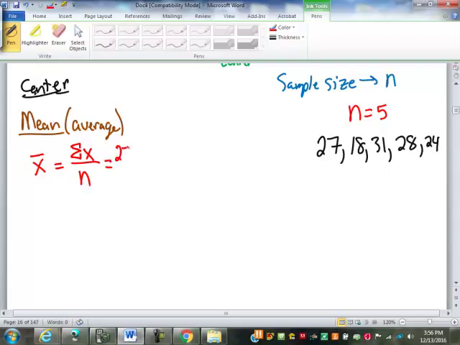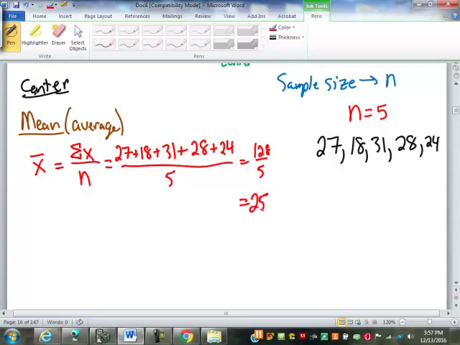So that means we're going to do 27 plus 18 is 45 plus 31 is 76 plus 28 is 104 plus 24 is 128 over 5. 128 divided by 5 is 25.6. There's our mean.